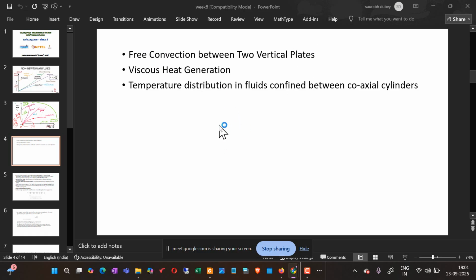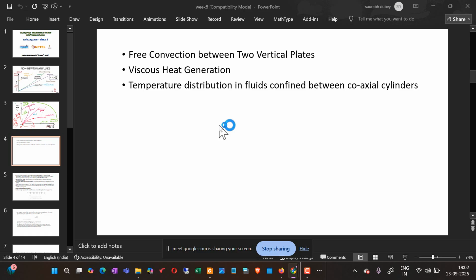Here we have taken the cylindrical confinement, and the gap between them was very small, so the assumption of a linear velocity profile was taken. Subsequently we saw the different aspects of viscous heat generation and how the shearing forces lead to the temperature distribution within the given annular region, right? And then the temperature distribution in the fluid confined between the coaxial cylinders.